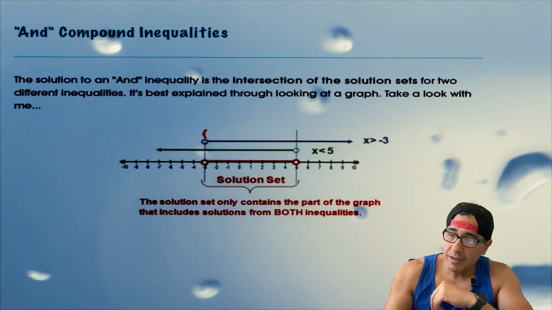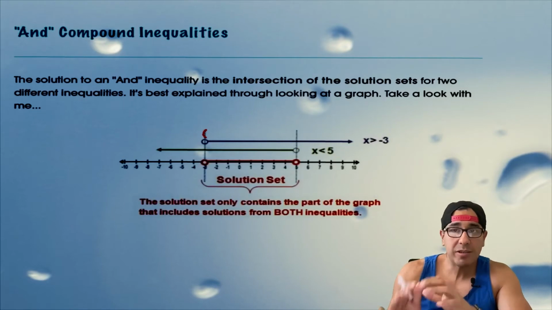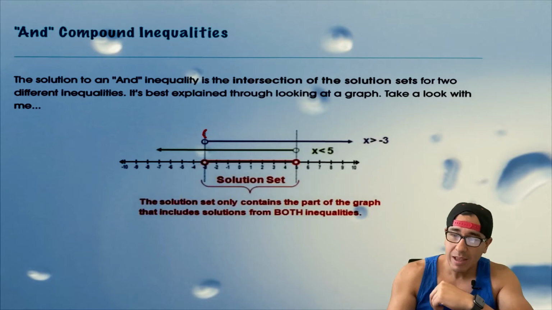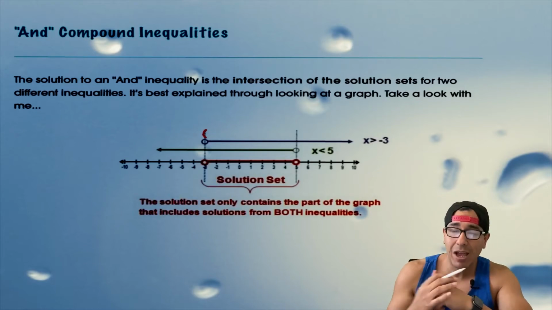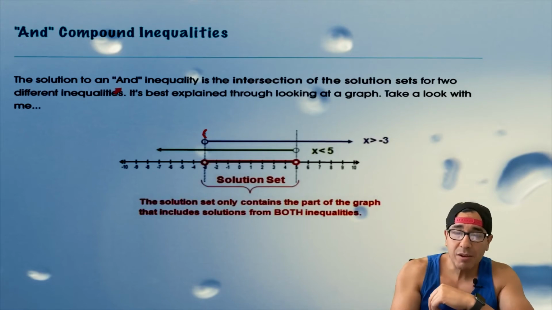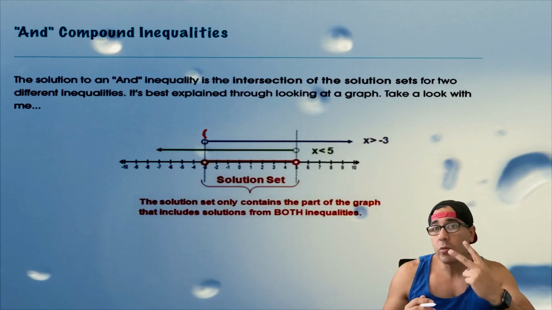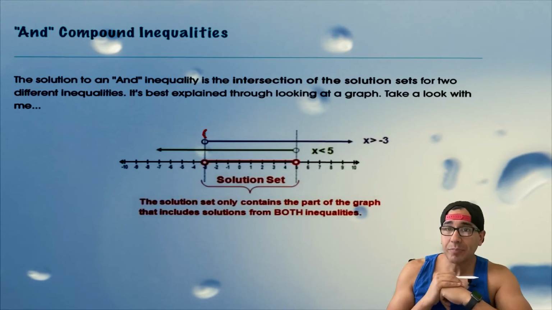The second inequality says that x is less than 5. So you have an open circle here because you're not including 5. If you were, it would be a solid circle, and it's all the numbers to the left, all the numbers that are less than 5. So when we talk about an "and" statement, we're looking at what these two graphs have in common. We're looking for some common ground.